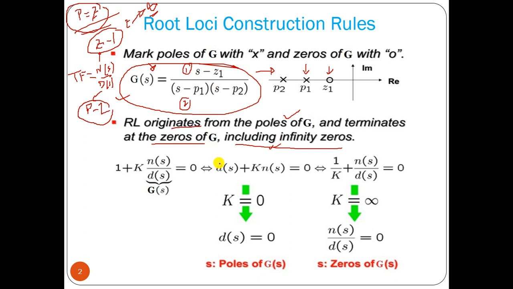Now how can we say that root locus originates from pole and terminates at zero? That we can find out from the characteristic equation, that is 1 plus k into transfer function, which is N(s) by D(s), that is your transfer function G(s), equal to 0. That is your characteristic equation. So what we can write here: D(s) plus k N(s) equal to 0. So we can divide that by k, right hand and left hand side.